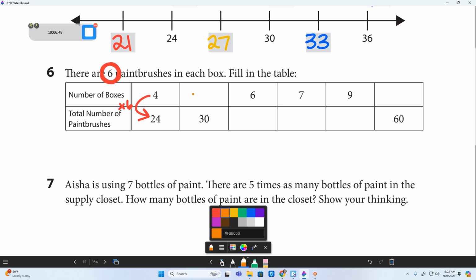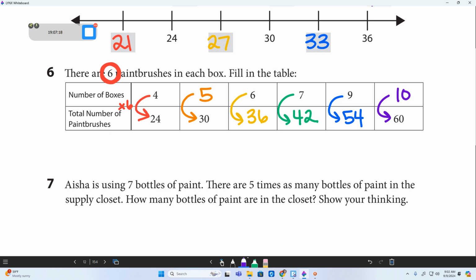For the next one, what times 6 is 30? And the answer is 5. 5 times 6 is 30. 6 times 6 is 36. 7 times 6 is 42. It skips 8, so be careful. 9 times 6 is 54. And it looks like what times 6 equals 60? It must be 10 times 6 equals 60. Okay, moving on, number 7.